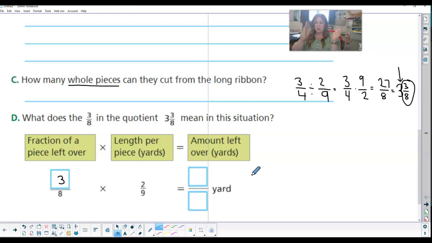So we took our pieces, we had 1 piece, 2 pieces, 3 pieces, and we had a little bit left over. How much left over? 3/8 of the 2/9. So 2 times 3 here, 3 times 9 here will give us how much of the yard is left over that they couldn't use.